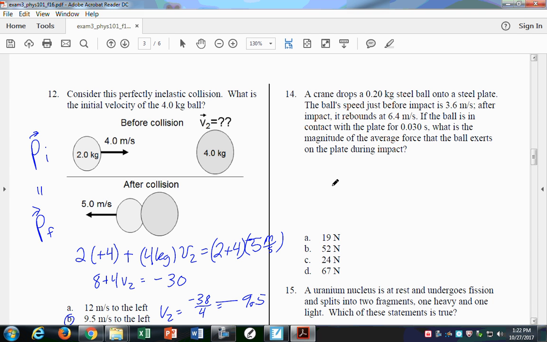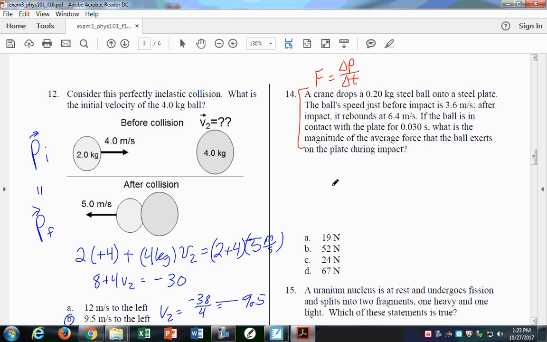All right, so number 14 here, this is where I'm looking at my impulse, F equals delta P over delta T. When I say impulse, remember that's just another word for change in momentum. It's also a word for force times time, which is a change in momentum.